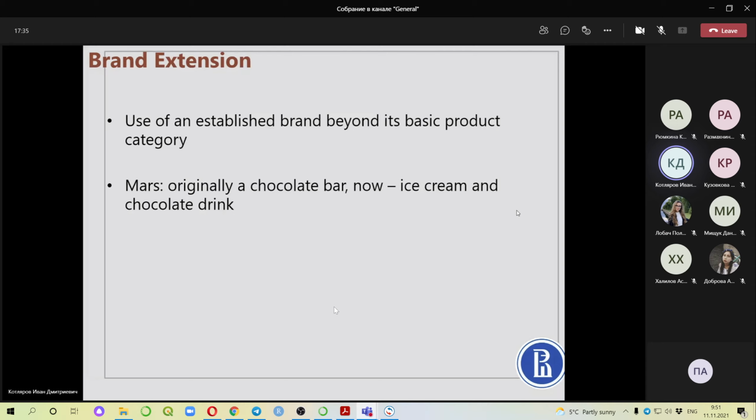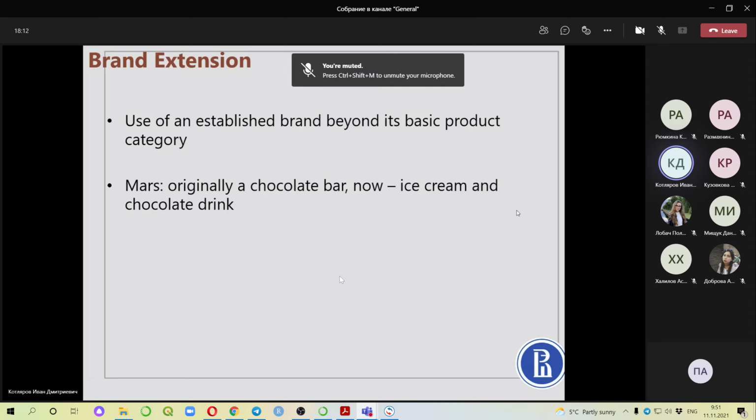Okay, brand extension, guys. I hope you understand what it means. It means that one of our brands, or maybe our general brand, is used beyond its basic product category. We have discussed this example during our previous lecture, Mars. As you know, originally it was a chocolate bar. Okay, it still is a chocolate bar. But in addition to this product category, the Mars brand is now used also for ice creams and chocolate drinks.